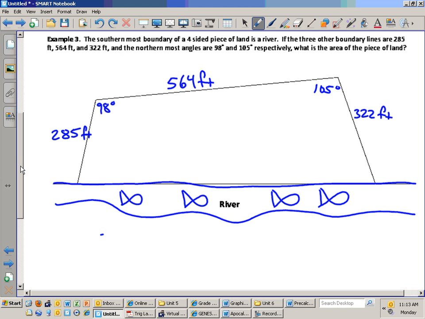It says find the area. Any ideas if we do not have a formula? Macy Paul. Yes, Macy Paul. She says split it in half. Would you like to split it from the 98 down or the 105 down? Okay, so we will do what Macy says.